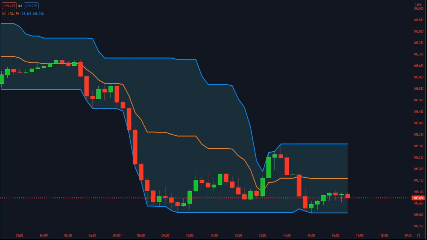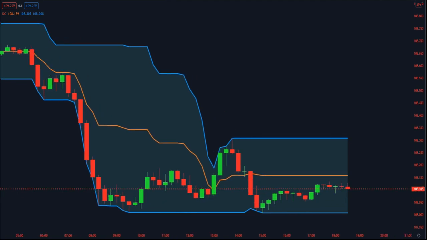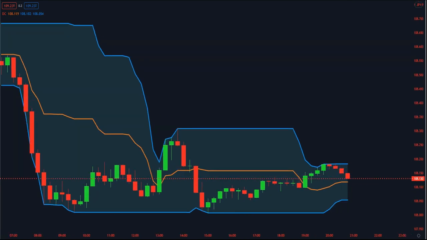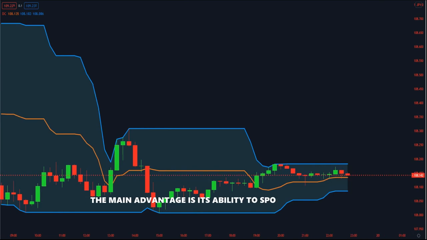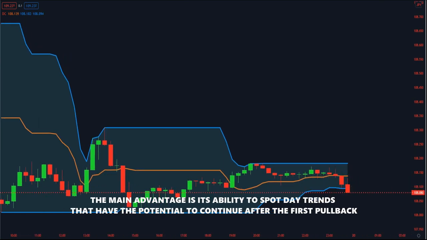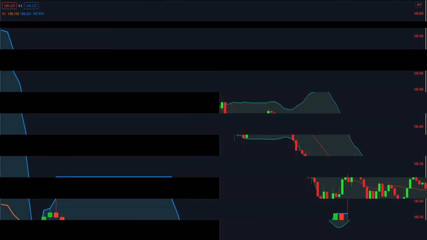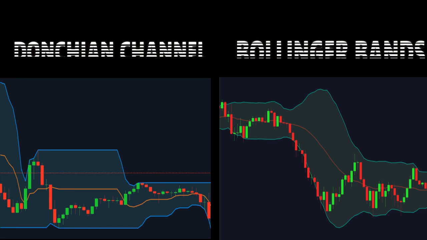Donchian trading strategy. The Donchian trading strategy is an intraday trend following strategy that allows you to profit from intraday trends. I will share some ideas and trading tricks that day traders and intraday traders can use to catch runaway markets. The main advantage is its ability to spot day trends that have the potential to continue after the first pullback.